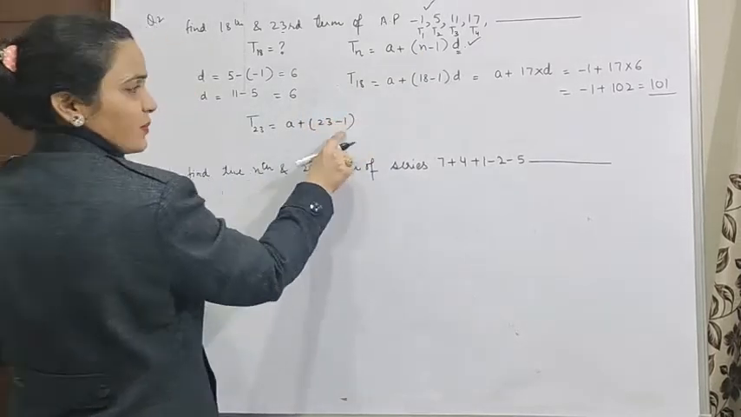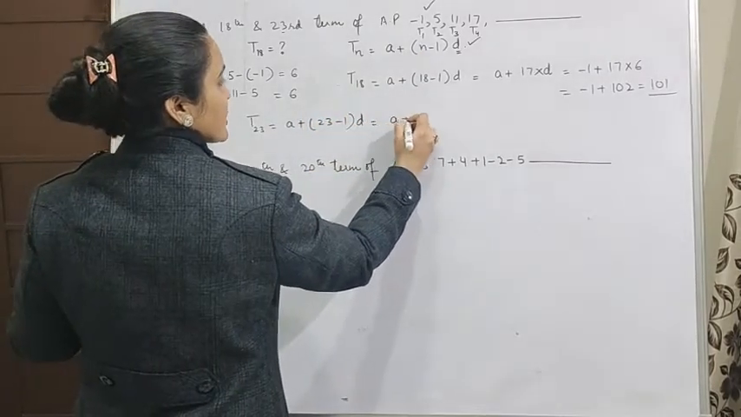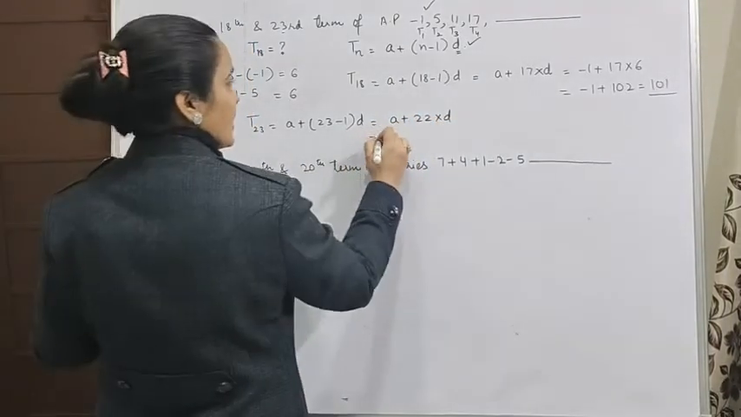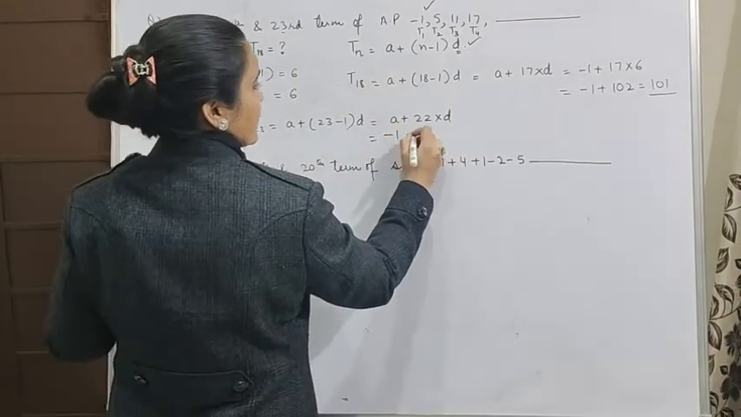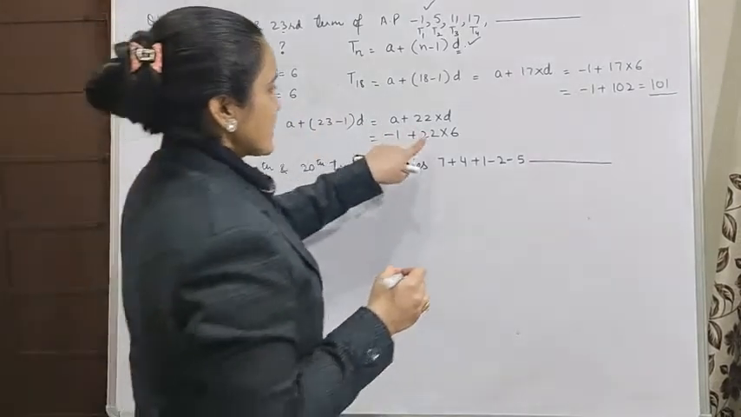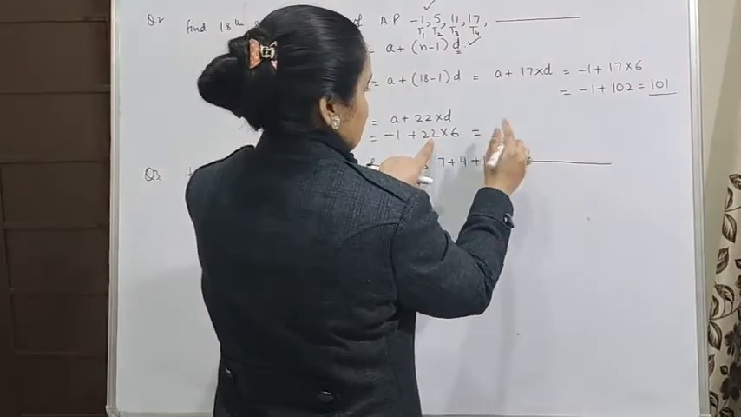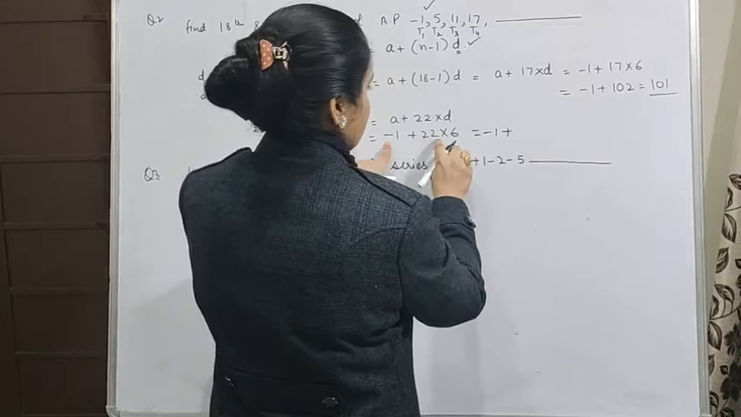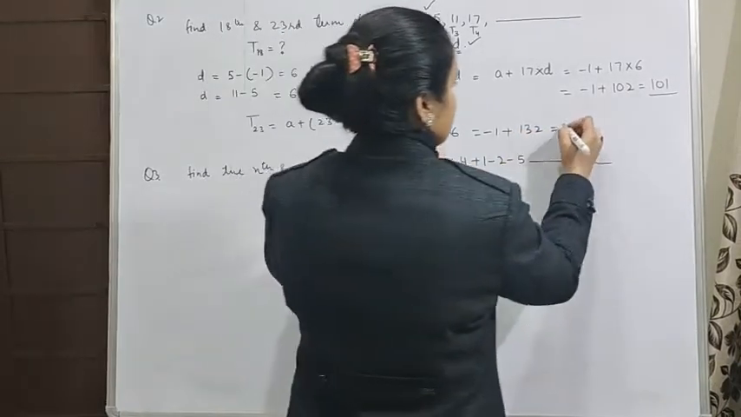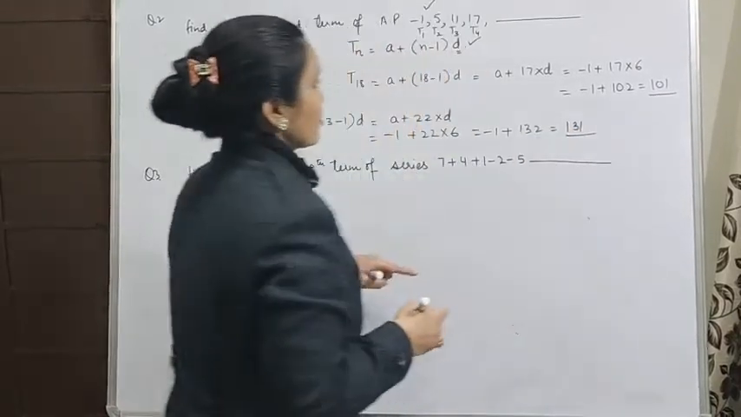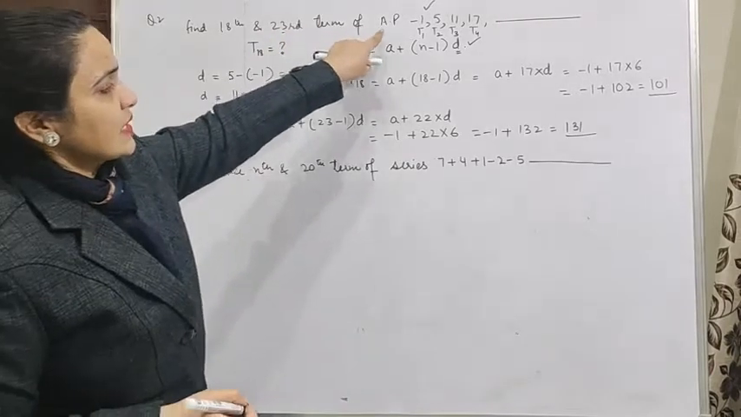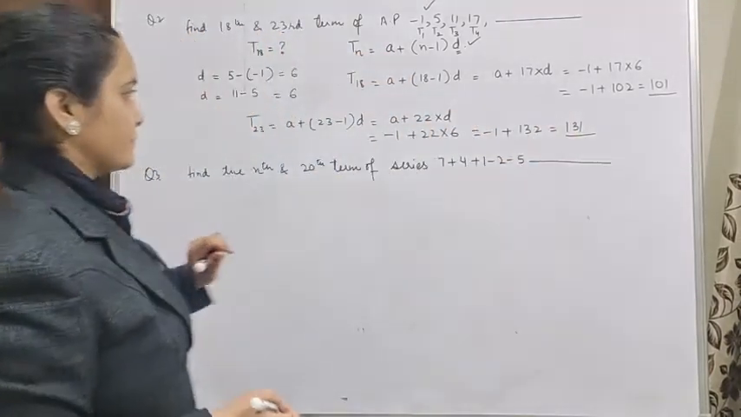So it is 23 minus 1 times D. So it is A plus 22 into D. Now let's put the value of A. A is minus 1 plus 22 into 6. The value of D is 6. So it is minus 1 plus 132. So it is 131. So the 23rd term of this AP is 131.